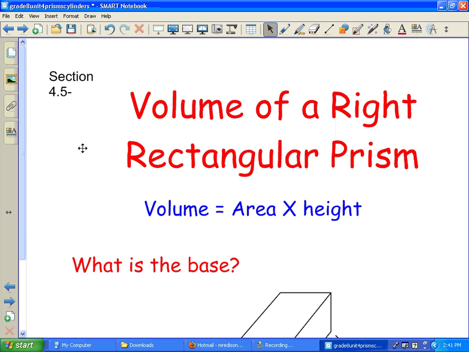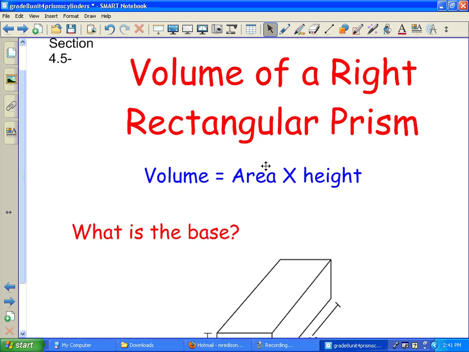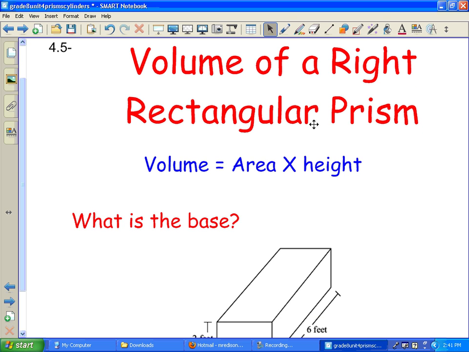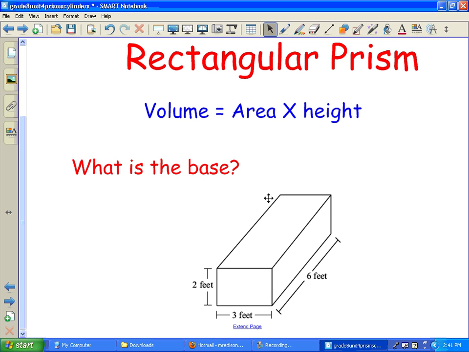Section 4.5. Now we're into volume of a right rectangular prism. Remember, the volume really means all of the inside. It includes the inside and the outside.